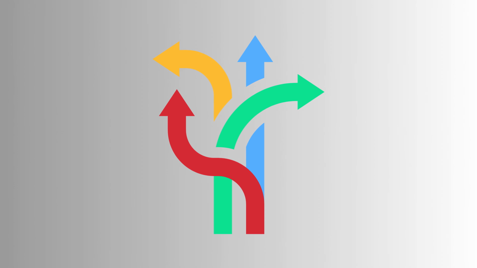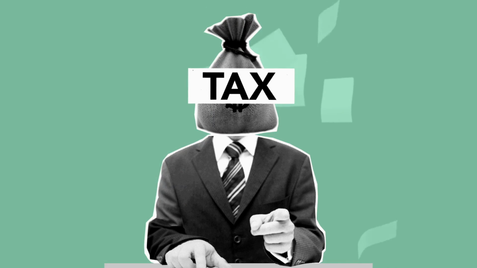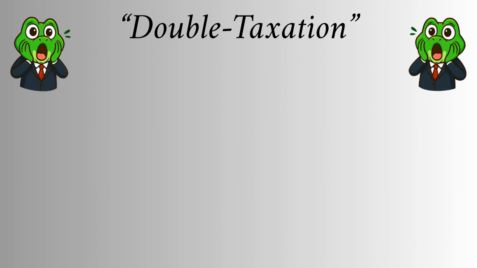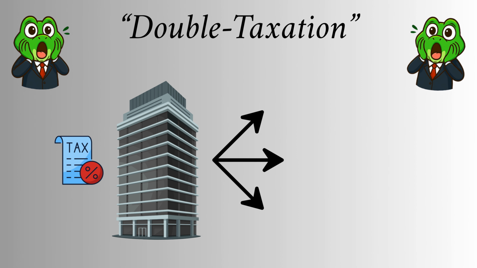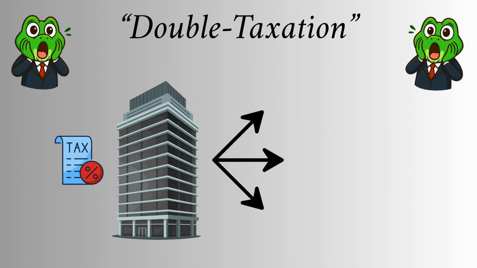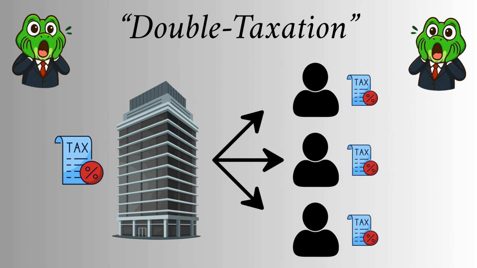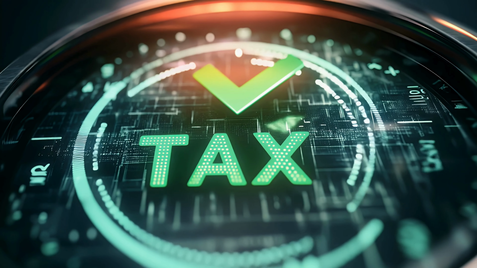As you can see, C Corps are flexible, but that flexibility comes with a trade-off: taxes. C Corps are subject to what's known as double taxation under the Internal Revenue Code. First, the corporation pays taxes on its profits at the corporate level. Then, when profits are distributed to shareholders as dividends, those shareholders pay taxes again on their personal returns. So, all in all, the corporation and the owner are taxed separately.